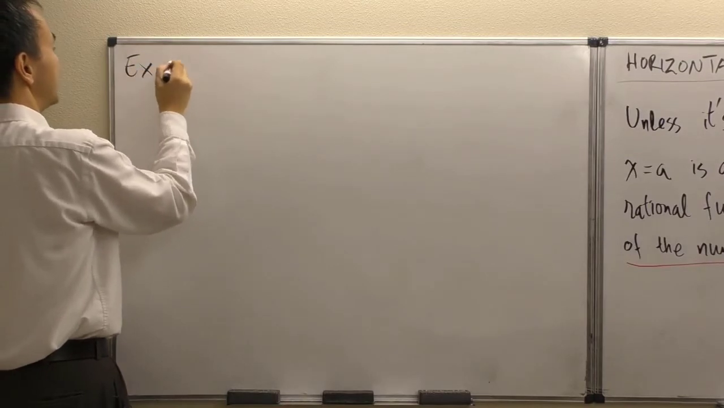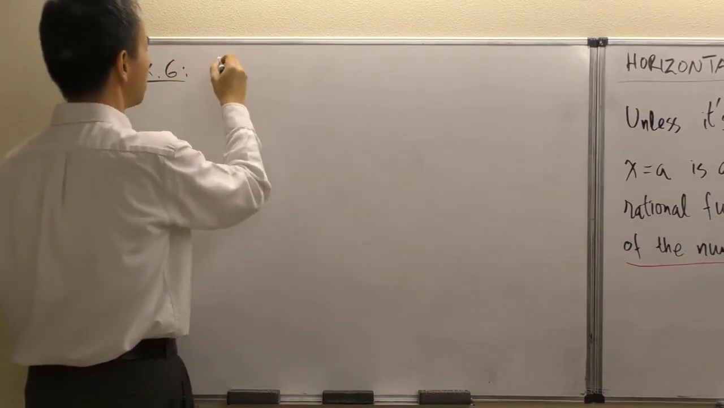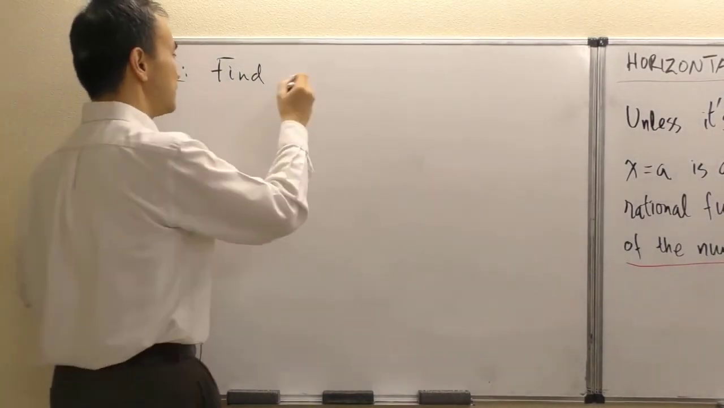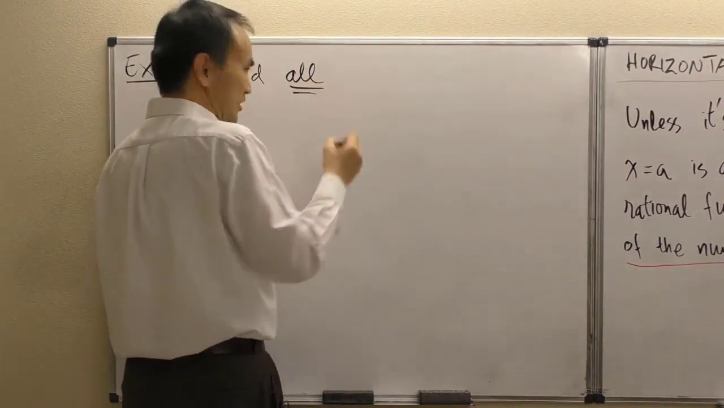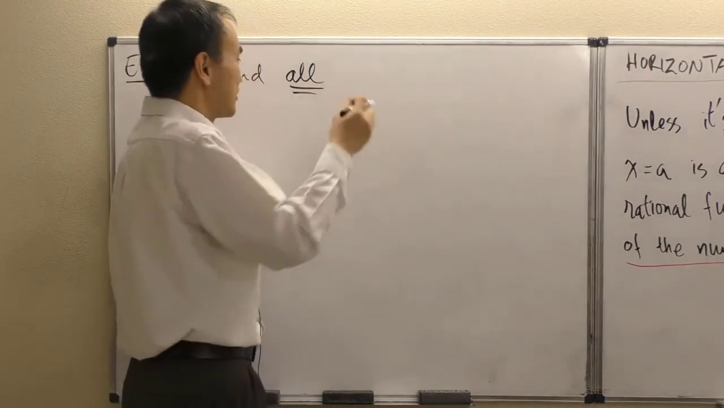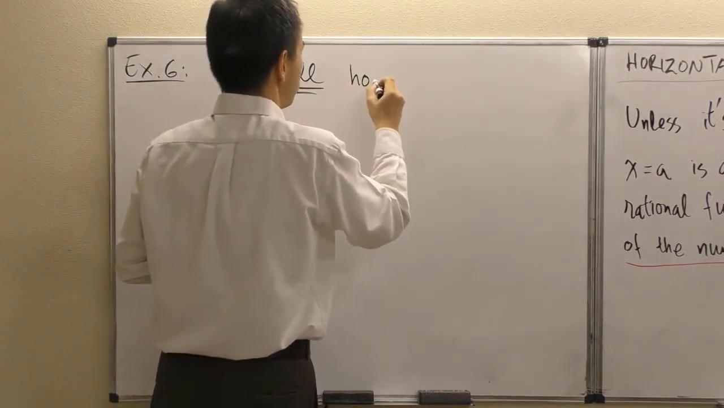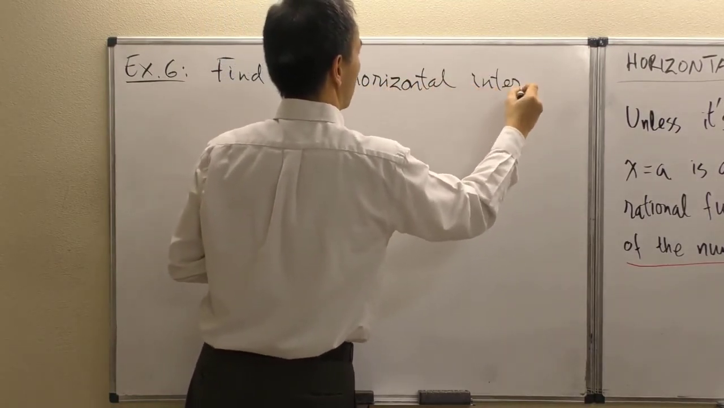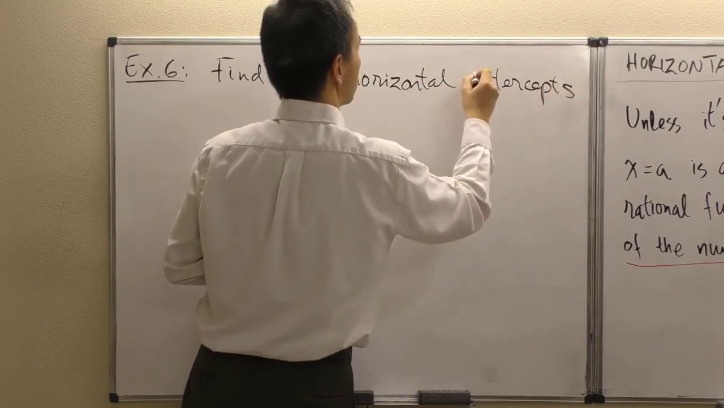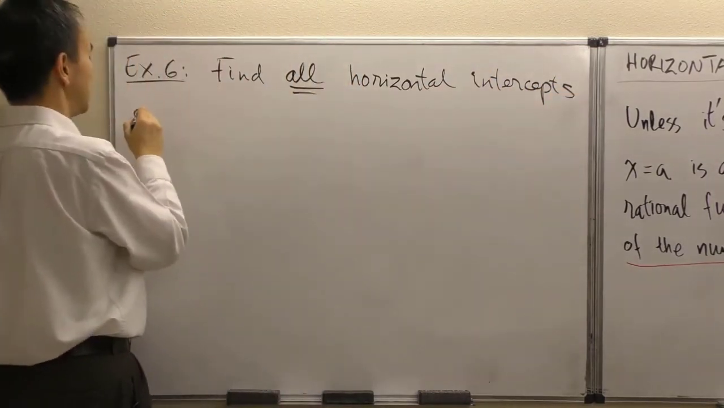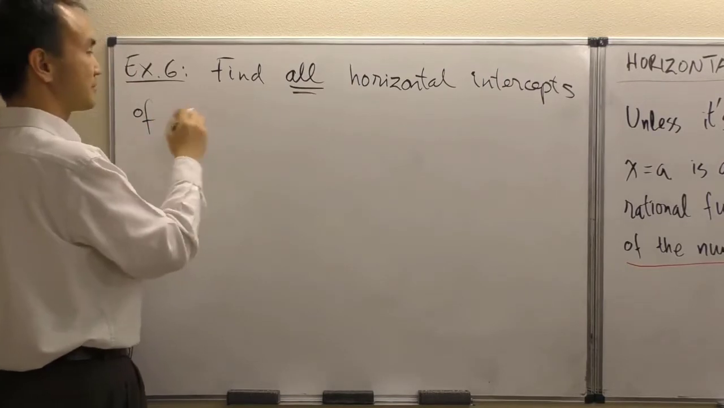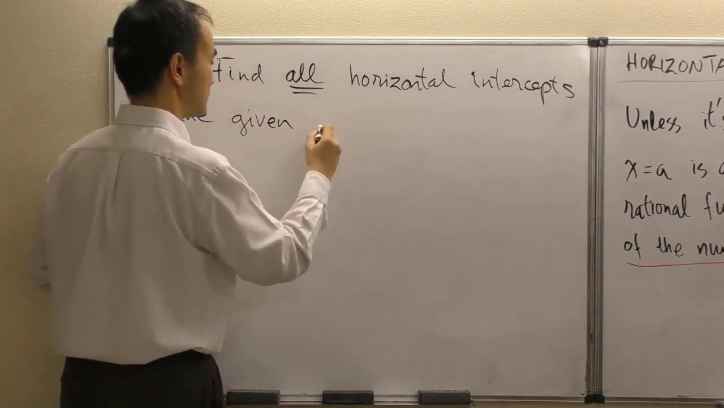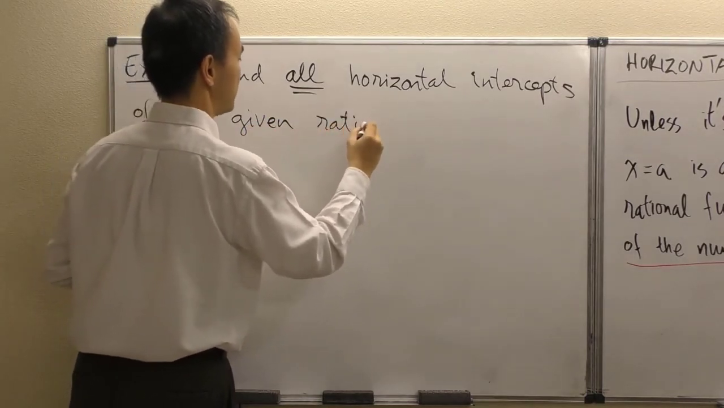All right, so now the worded instruction for example 6 is quite straightforward. Find all horizontal intercepts, because for horizontal intercepts we can have multiple, okay? Find all horizontal intercepts of the given rational function.